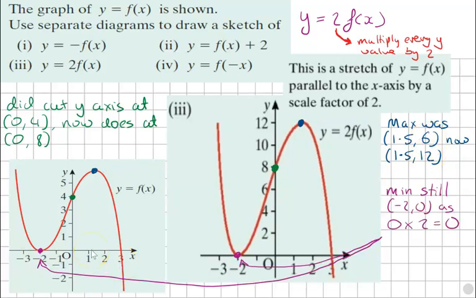The minimum point of our graph is important as well. So the minimum point in our original function is -2, 0. And notice that it is still -2, 0 in our new function. And that's because if we focus in on the y value, which is 0, 0 multiplied by 2 gives us 0. So that's why both graphs have the same minimum point. So the maximum point did change, but the minimum turning point of our graph did not change.